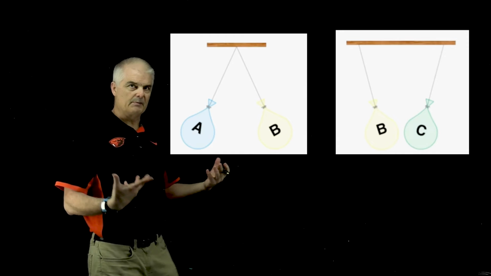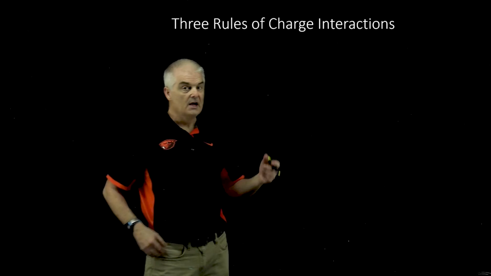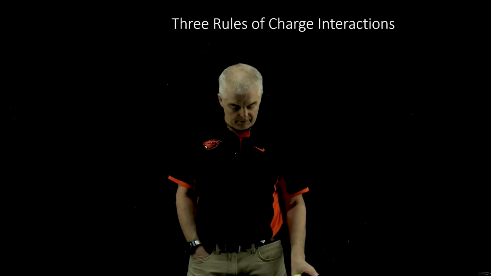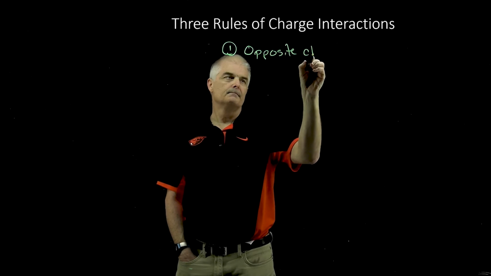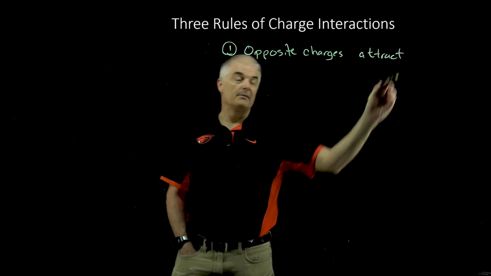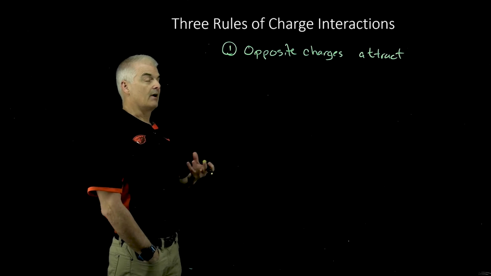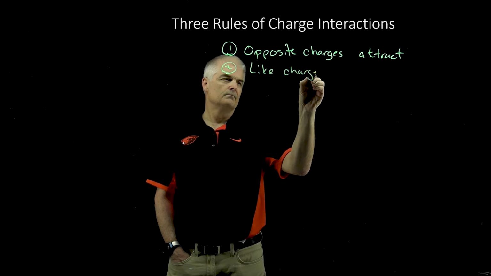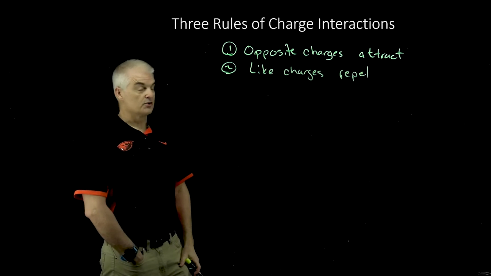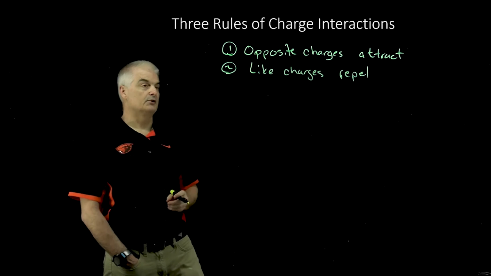But remember, the objective was that there are three rules of charge interactions. Let's talk about each of them, and you're probably familiar with these. Number one, you've probably heard this: opposite charges attract. So if I have two things that are opposite, then they attract. I'll bet you know number two: like charges repel. So if I have two objects that are the same, then they will repel.